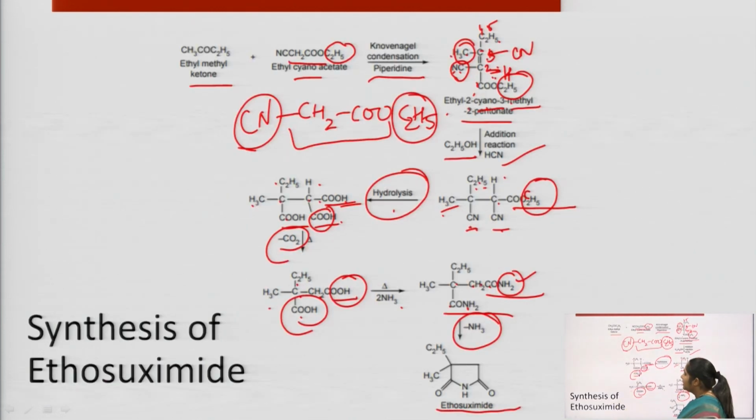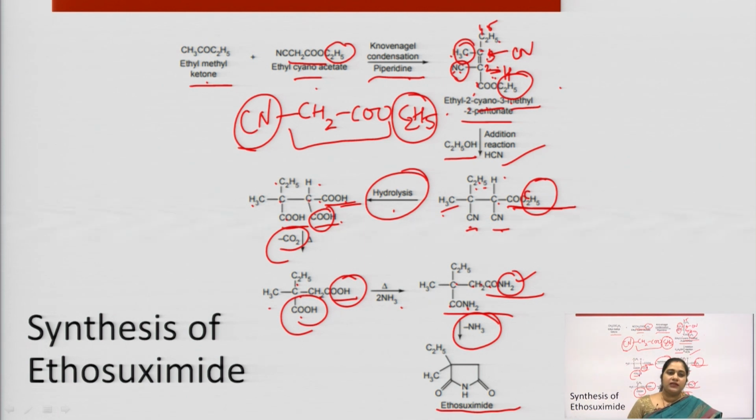Let's revise it once again. First we treat ethyl methyl ketone with ethyl cyanoacetate with the help of piperidine. It condenses and forms ethyl 2-cyano-3-methyl-2-pentenoate. After the addition reaction with HCN across the double bond, H is added to the carbon that bears cyanide, and the CN goes to another carbon atom. When hydrolysis occurs, it converts all the CN groups into COOH, and also the ester group into the carboxylic group.